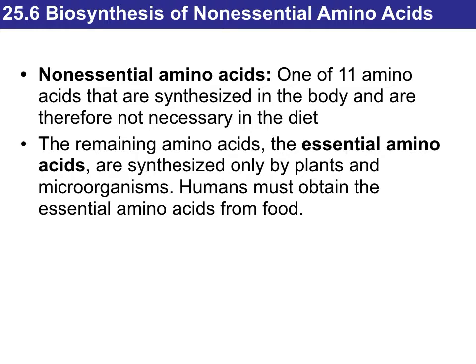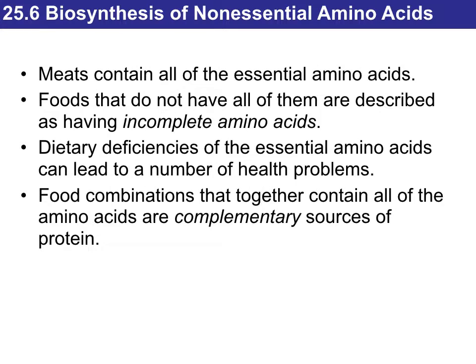Exactly 11 amino acids can be synthesized in the body, and we call those non-essential, meaning that you don't need to include them in the diet. The rest of them, we call essential. So essential doesn't mean only that you need them, but it means that because we can't synthesize them, they need to be obtained through the food.